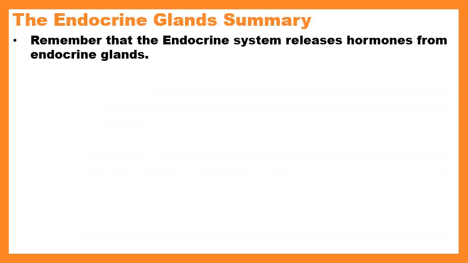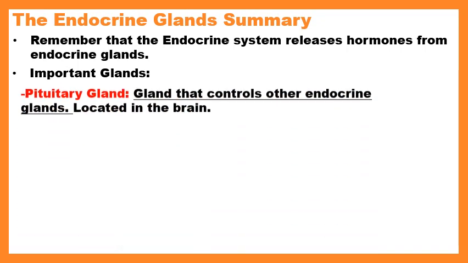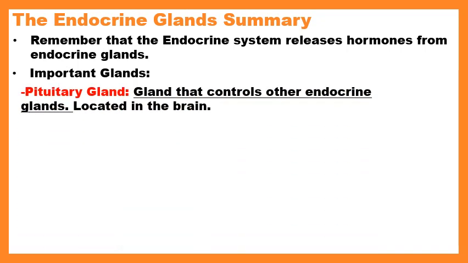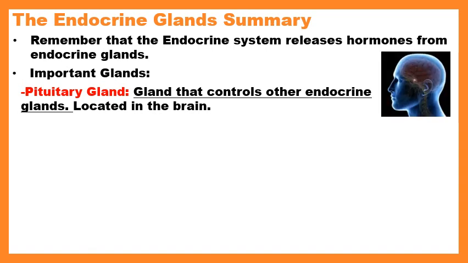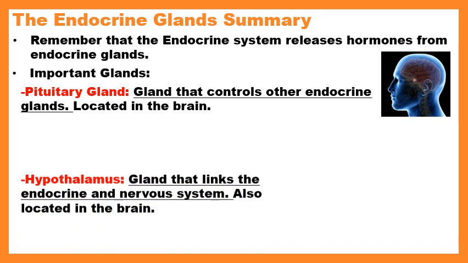Moving on. Remember that the endocrine system releases hormones from endocrine glands. That's what makes the hormones, and that's what releases the hormones, the endocrine glands. So let's talk about some important glands in your body. Let's talk about the pituitary gland. This is like the king of glands because it controls all other endocrine glands, and it's located in the brain. It's really small, maybe the size of a bean, but it controls basically all the other glands. It's like the boss.